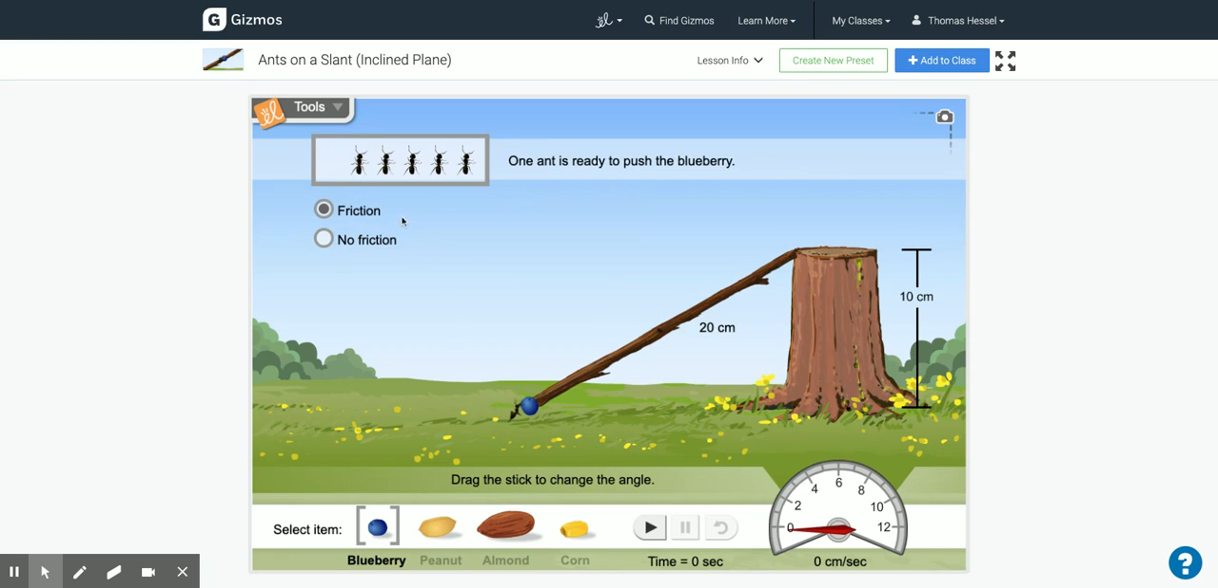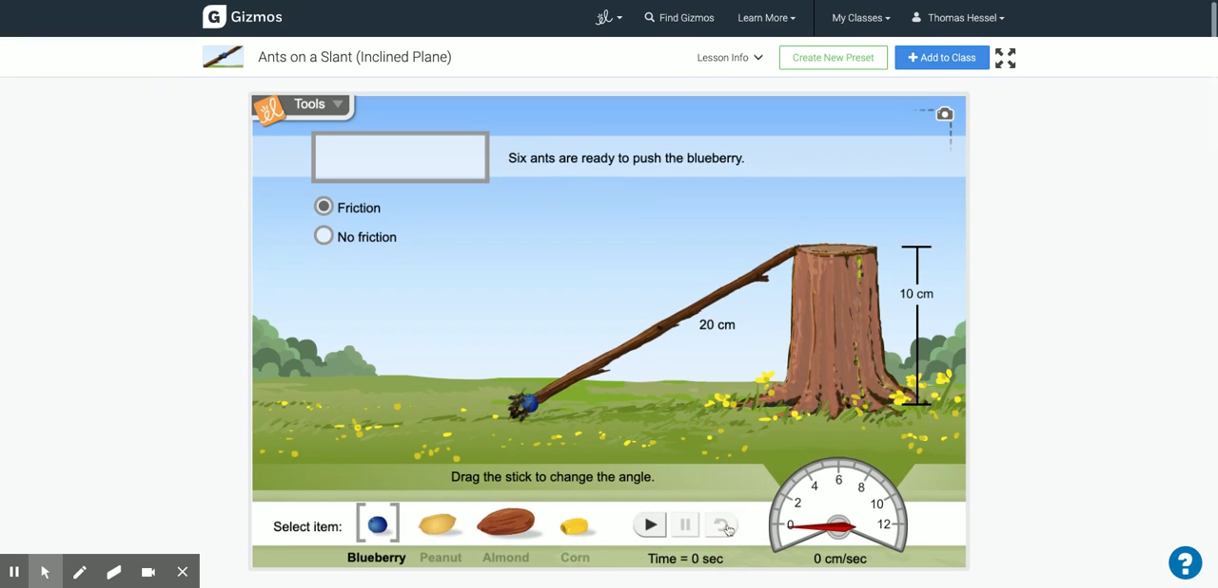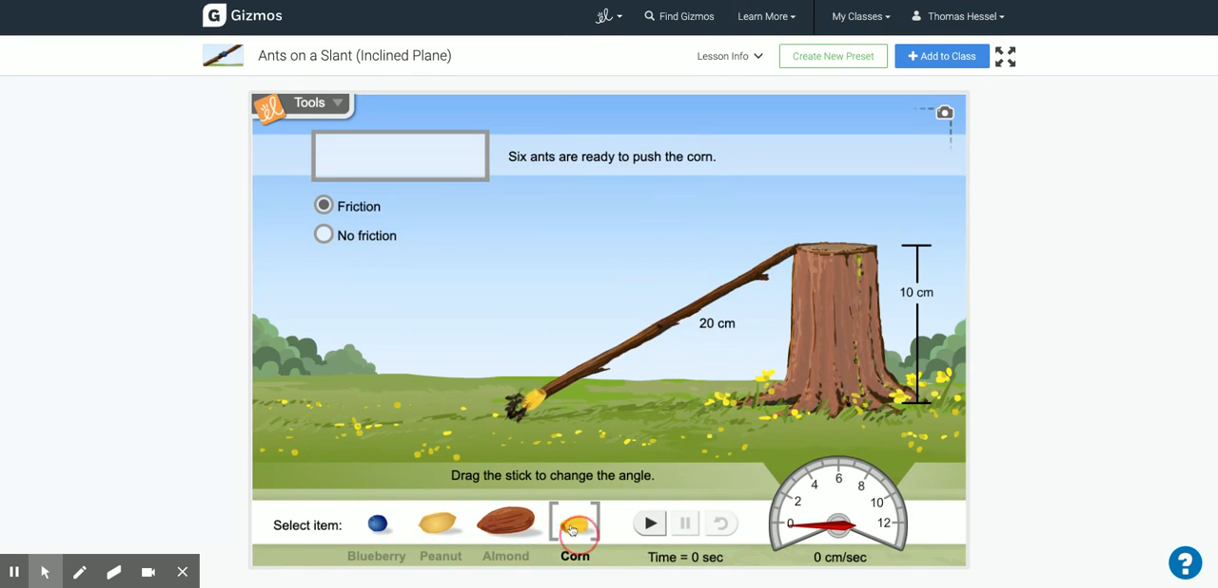And so if we bring in our 6 ants again and let them go, they can get the blueberry up there, but they do it in more time when you add friction. Yay. All right, that's nice. So yeah, you can do a blueberry, you can do a peanut, you can do an almond, or you can do a kernel of corn.